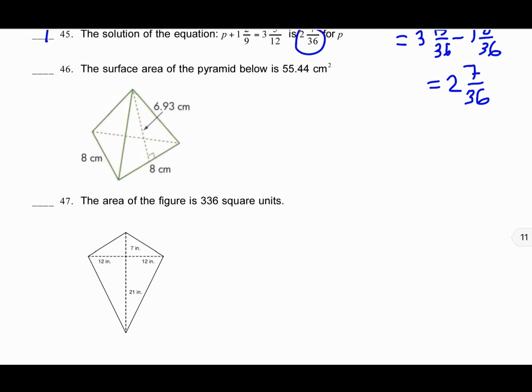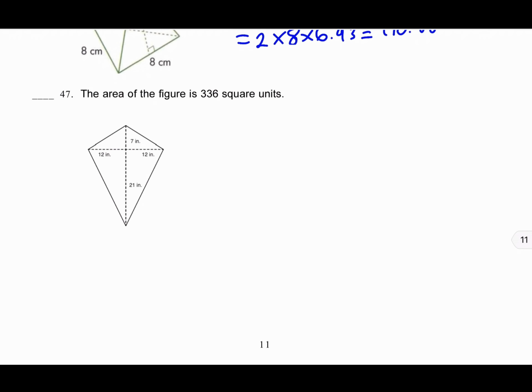Next question. The surface area of the pyramid below is 55.44 square centimeter. As we know, this triangular pyramid and its area equals 2BH, 2 base times height. So it's 2 times 8 times 6.93, which is 110.88. So the answer is false.